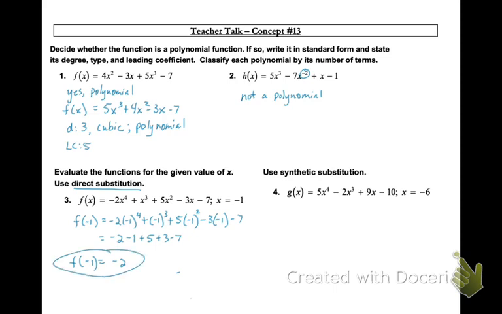And then if you work left to right, you'll see that when you plug in -1, you'll get -2. And notice how we write that final answer in function notation. And we read it as f of -1 equals -2. That gives us a record of what we've done, what we have plugged in, and then what number we had as a result. Now in 4, we're going to use that neat method of synthetic substitution.